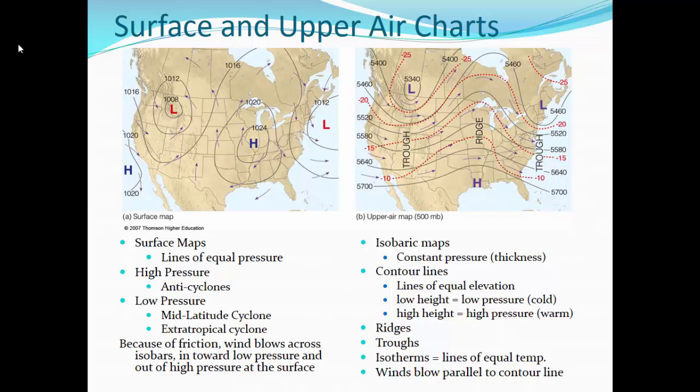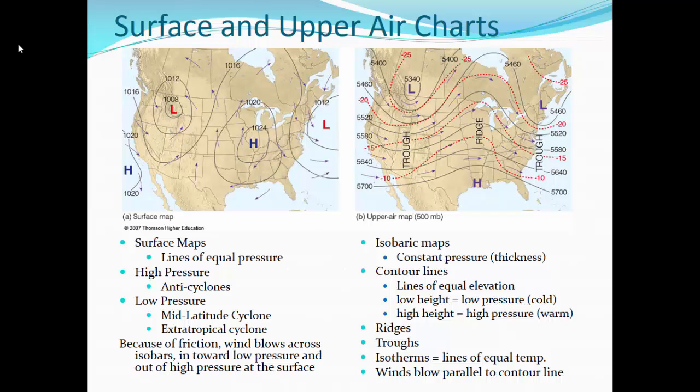So surface maps are lines of equal pressure. High pressure is an anticyclone, and low pressure is either a mid-latitude cyclone or an extratropical cyclone. Sometimes out over the ocean, they would be tropical cyclones. Because of friction, the wind blows across isobars in toward low pressure and out of high pressure.